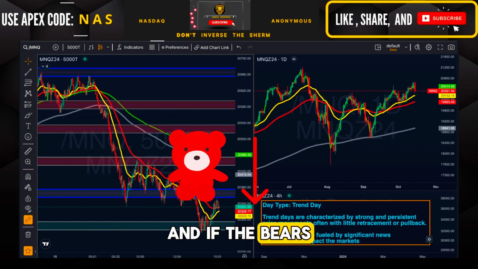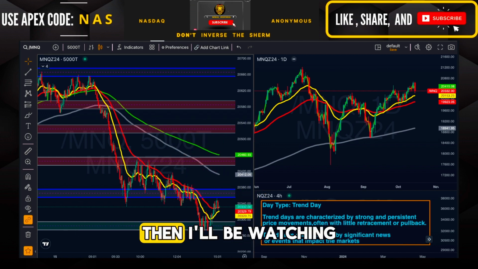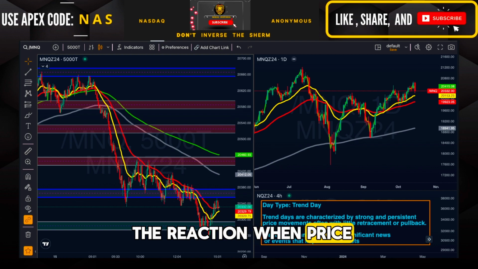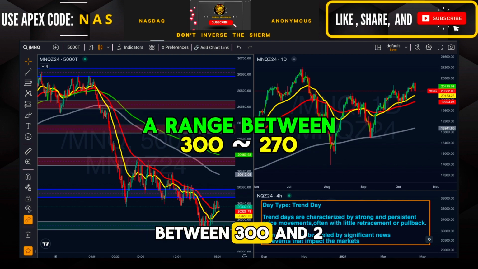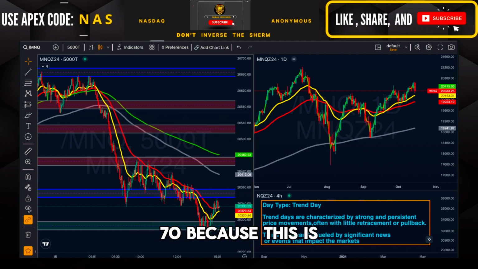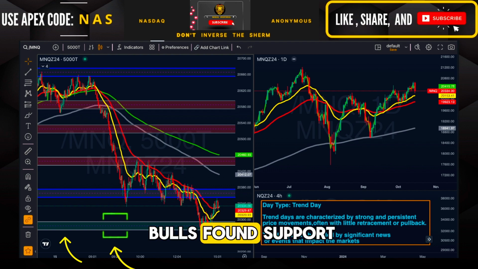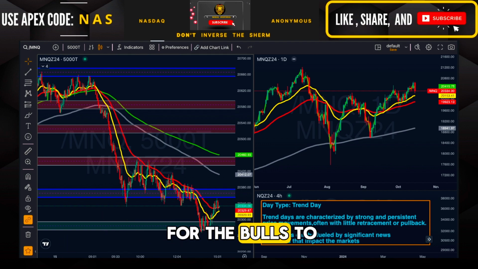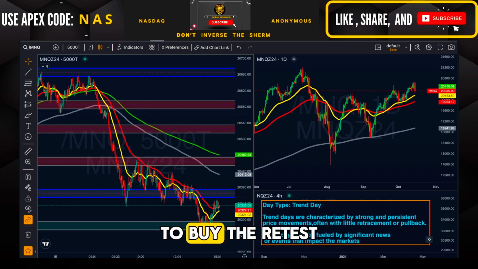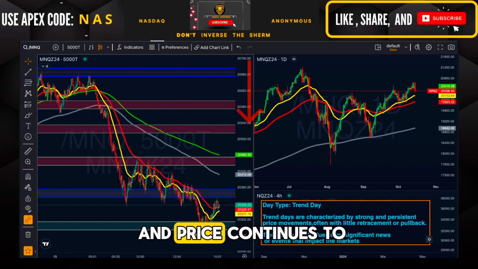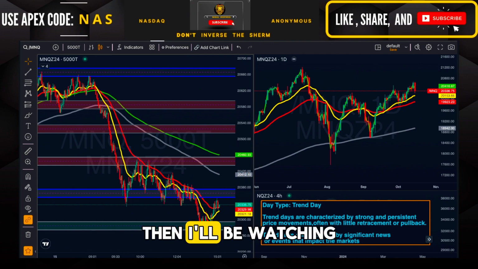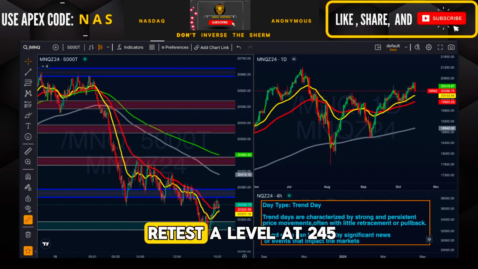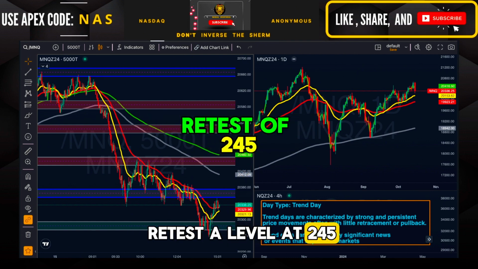If the bears can maintain their control overnight, then I'll be watching the reaction when price trades within a range between 300 and 270, because this is the range where the bulls found support towards the close of yesterday's session. I do expect the bulls to step up at this level to buy the retest. But if they fail to hold this area and price continues to trade lower, then I'll be watching the reaction when price retests a level at 245.